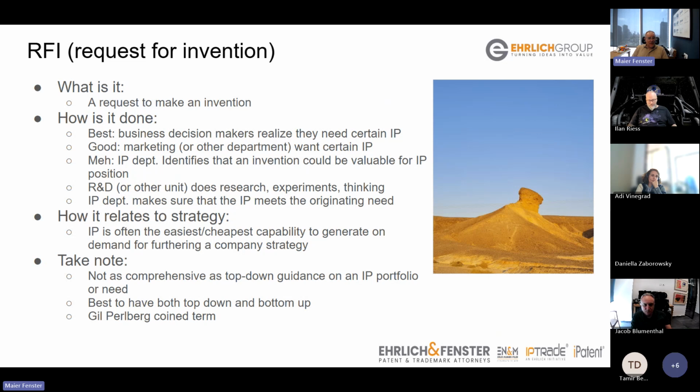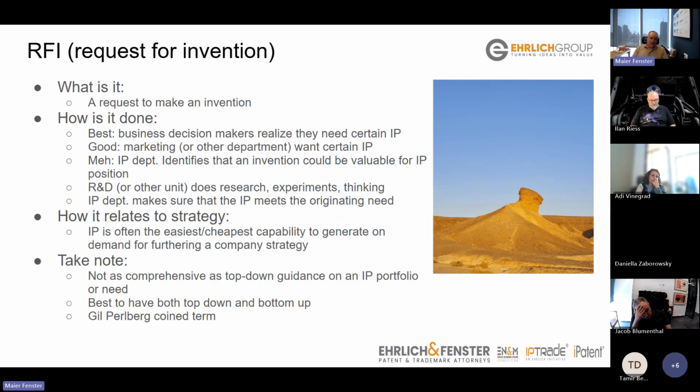Good is when somebody in one of the departments like marketing says that they need certain IP. Not exciting is when the IP department on its own identifies that it would be nice to have an invention. Okay, because that really means that the other departments aren't thinking enough about IP. In any case, you usually go to R&D or some other company unit, they do research, experiments, they think about it, and then the IP department makes sure that the IP that you are trying to get actually meets the original need. How it relates to strategy?